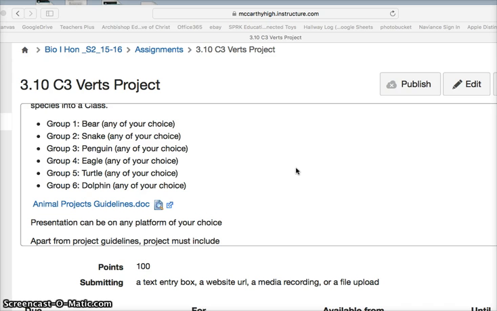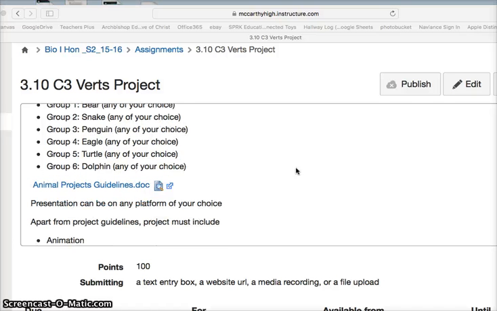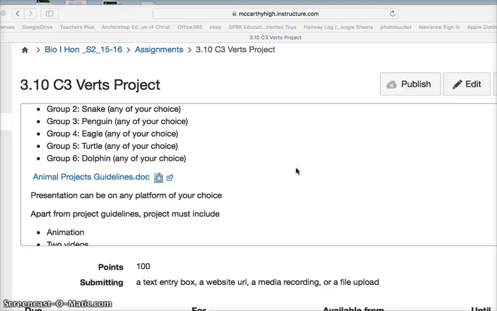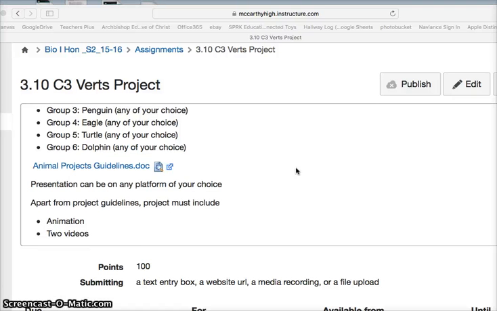Group 1, bear. Group 2, snake. Group 3, penguin. Group 4, eagle. Group 5, turtle. And group 6, dolphin.